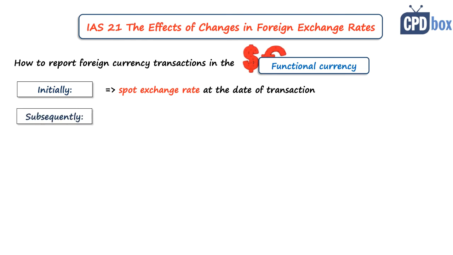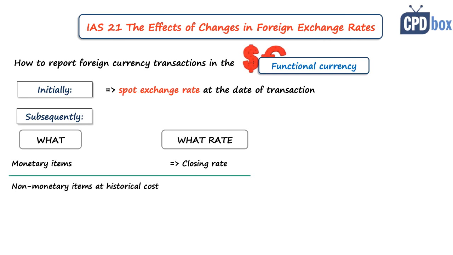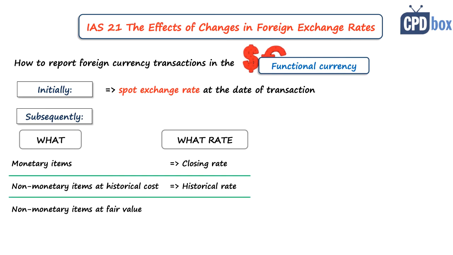Subsequently, at the end of each reporting period, we shall translate these transactions according to their nature. All monetary items like cash or bank account in foreign currency, receivable or payable, are translated using the closing rate at the reporting date. All non-monetary items carried at historical cost are reported using the exchange rate at the date of the transaction, that is historical rate. For example, property, plant, and equipment or intangible assets. All non-monetary assets measured at fair value in a foreign currency, like your investments carried at fair value, are reported at the exchange rate valid when the fair value was measured.